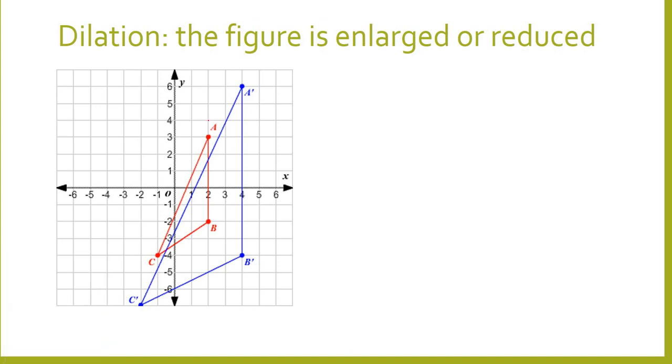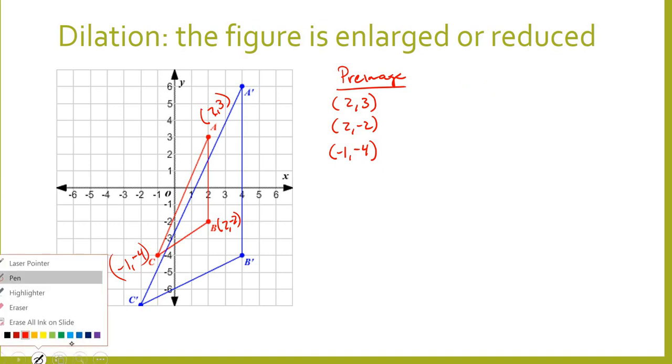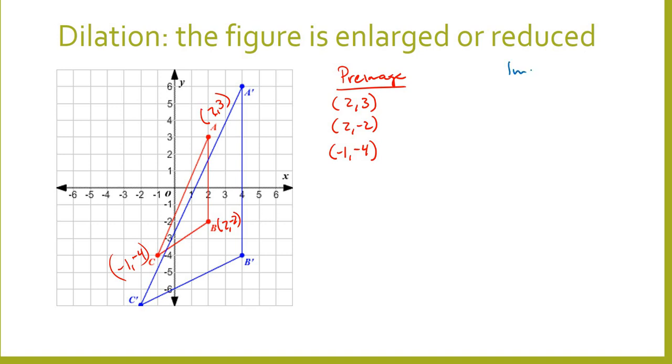So going back to my red, let's label these ordered pairs. 2, 3, 2, -2, and -1, -4. Pause the video and get that pre-image down. Okay, so this is our pre-image. So I've got the ordered pairs are 2, 3, 2, -2, and -1, -4. Now pause for a minute and draw your image and the ordered pairs for it.